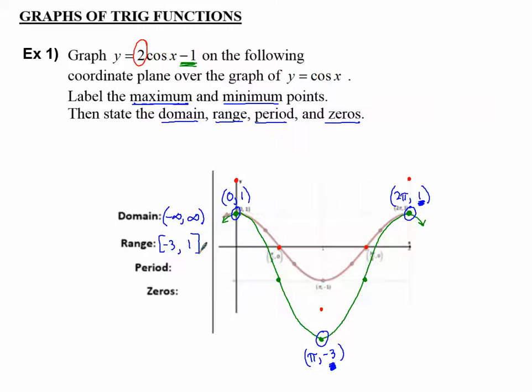The period did not change because we did not change the x. We did not stretch it in the x direction at all. So the period is still 2 pi. It takes 2 pi to go one full cycle of the cosine curve.